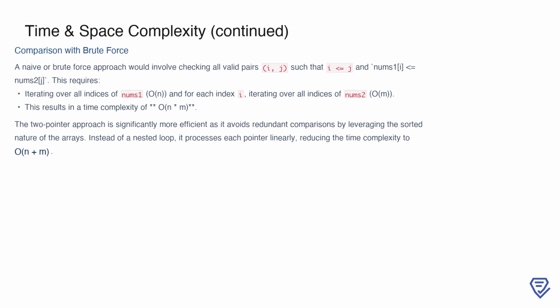Consequently, the brute force approach has a time complexity of O(n * m), which becomes computationally expensive for larger inputs. In contrast, the two-pointer method leverages the sorted nature of the arrays to avoid redundant comparisons, reducing the time complexity to O(n + m). This is a significant improvement and highlights the power of optimizing with data structure properties in mind.